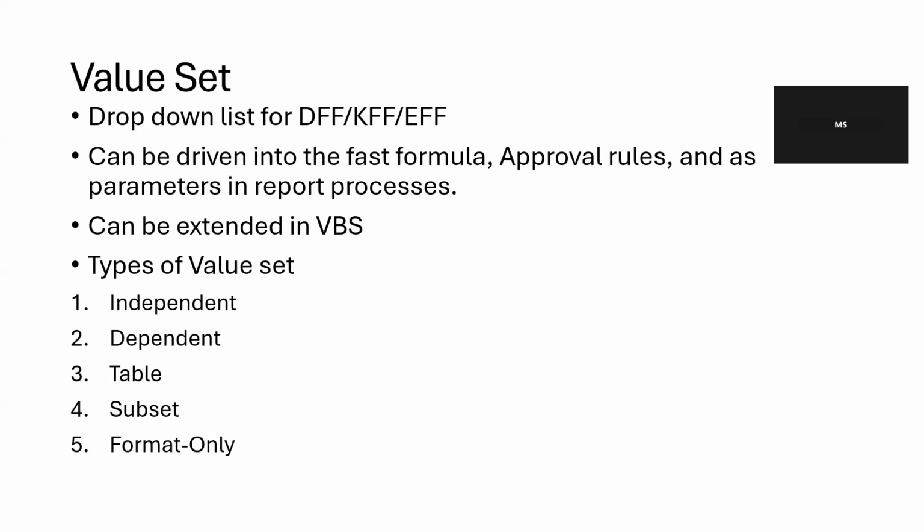Subset. So the subset, like I mentioned, also uses the independent value set. So the independent value set has to be created. But subset uses, let's say, if the independent value set is stored with 100 values, but the subset would require only 10 of them. So rather than creating a new value set with only those 10 values, what we do is create a subset and derive the values from the independent value set. So it also has this parent-child relationship like what we have for dependent, but how they actually function varies a little bit.